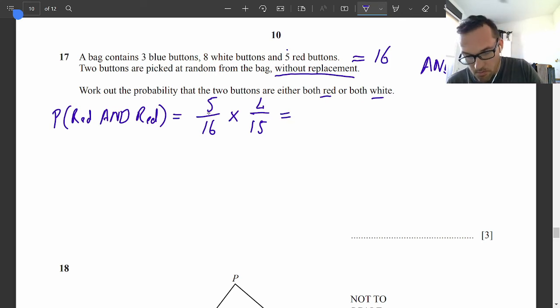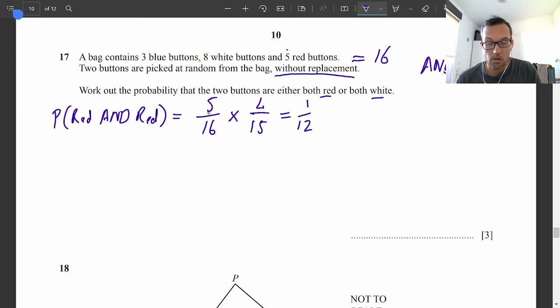Okay, so that will give us the probability of picking a red and a red. Okay, slot that into your calculator. Save time, don't break your head over it, don't try anything fancy. Gives me 1/12.